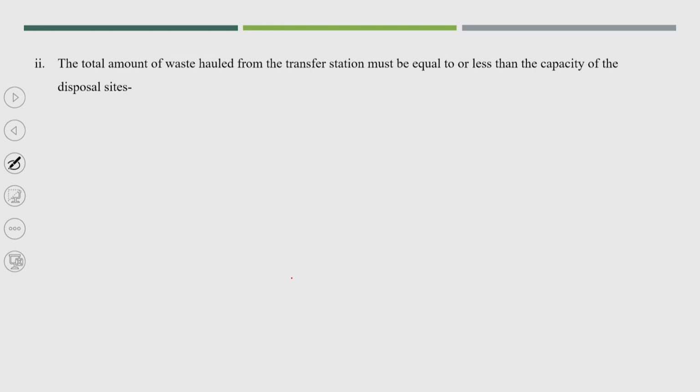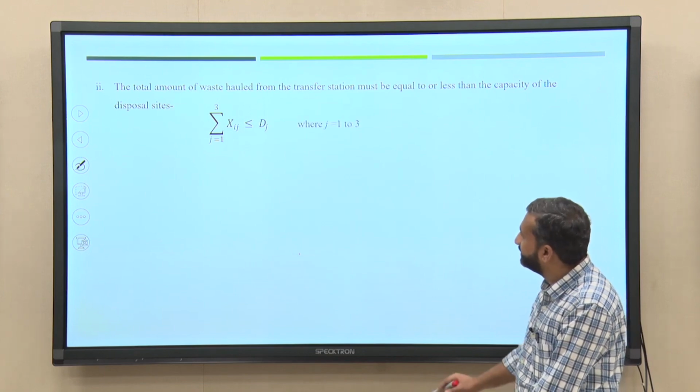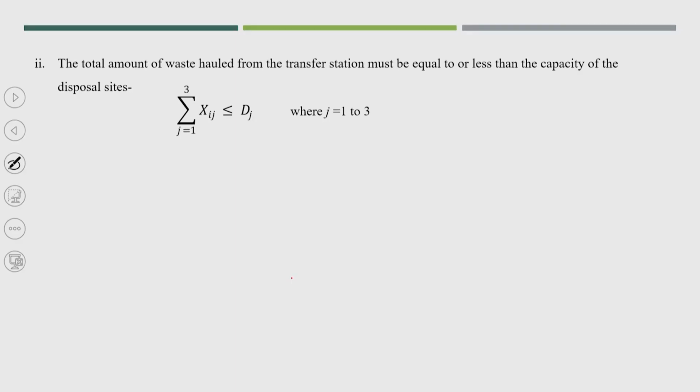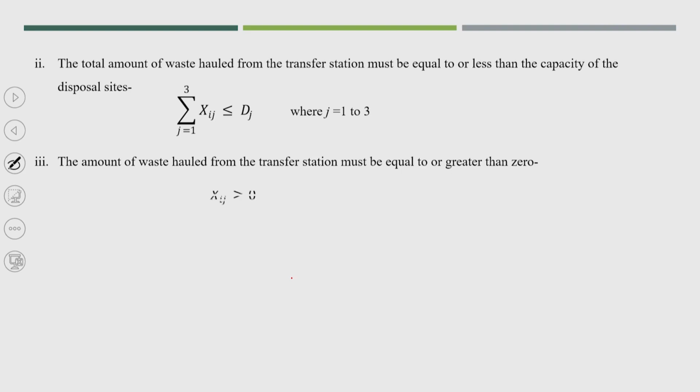This is also a very important constraint that we can write mathematically: the sum of x_ij, where j is 1 to 3, should be less than or equal to d_j, where d_j is the amount of waste hauled to the disposal site, j being 1 to 3. And the third constraint: the amount of waste hauled from the transfer station must be equal to or greater than 0. That was one of the assumptions while finalizing the solution of this problem, and we can write x_ij always greater than or equal to 0.